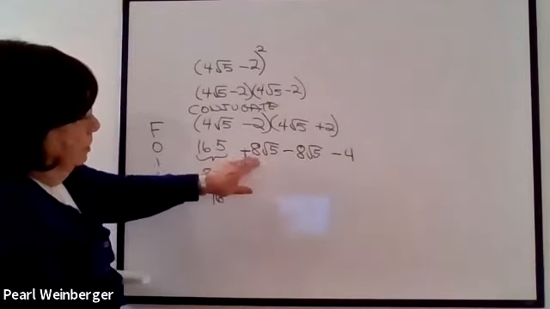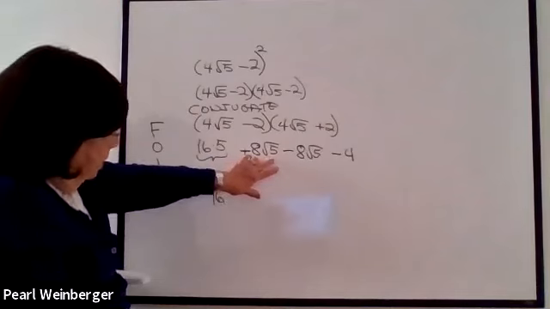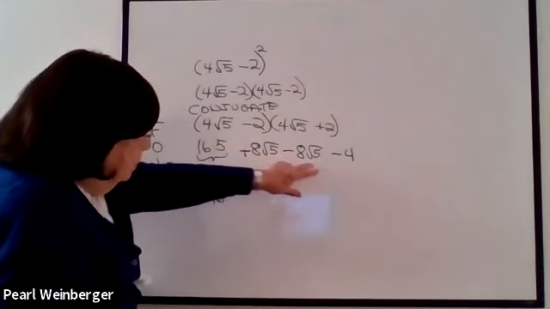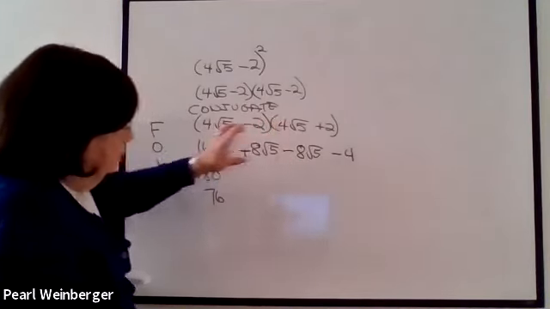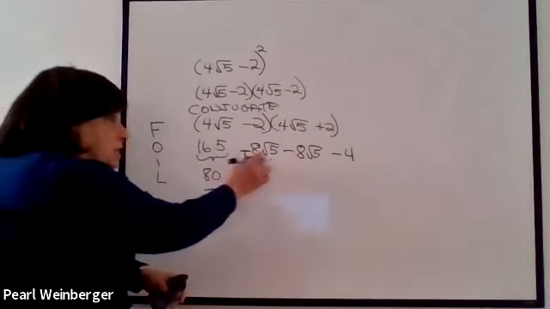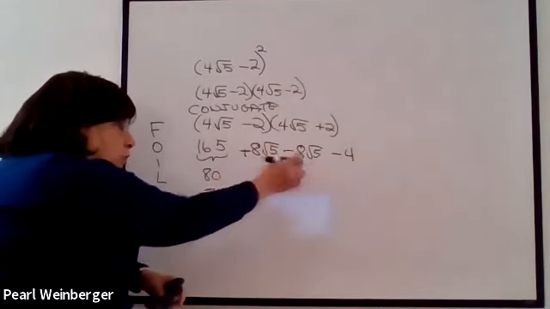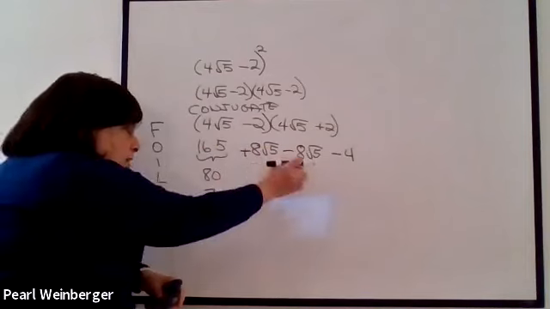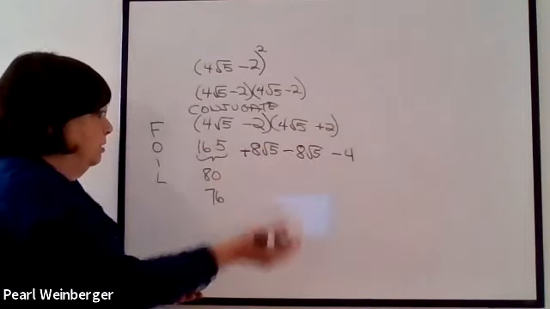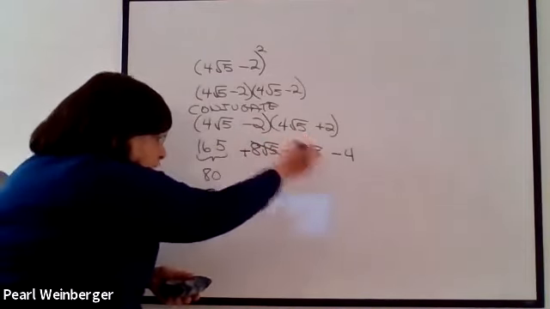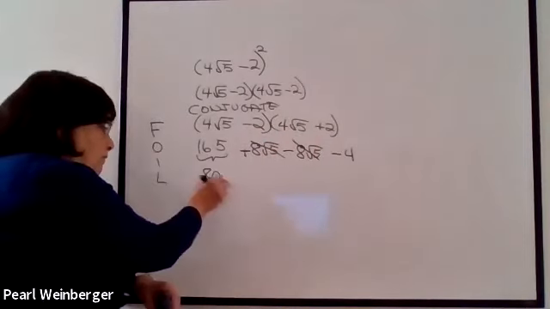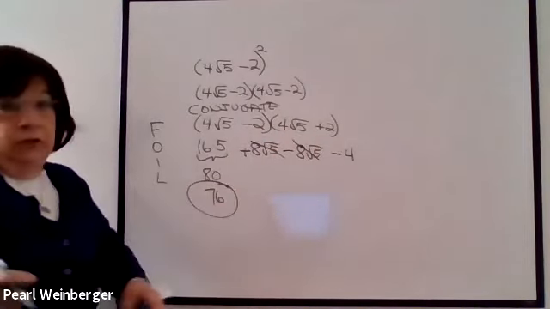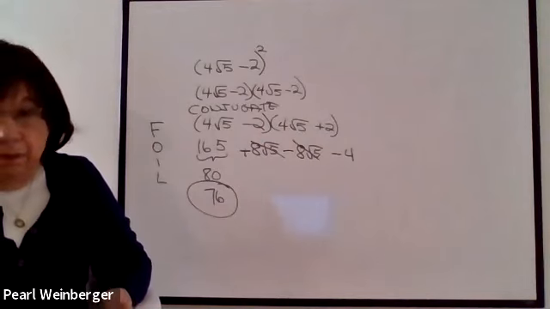80 minus 4 is 76. And the radical, 8 radical 5 minus 8 radical 5, actually cancel each other out because these are identical, but one is positive and one is negative. Positive 8 and negative 8 give me 0. 0 times radical 5 is just 0. These just cancel out. So my final answer turns out to be 76.